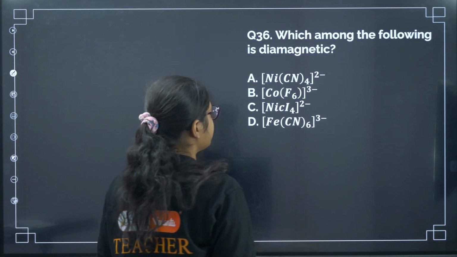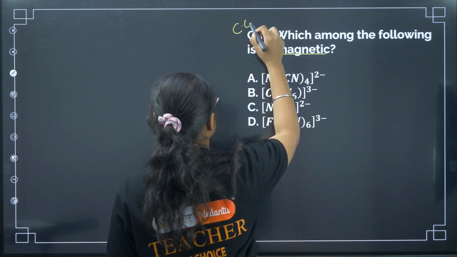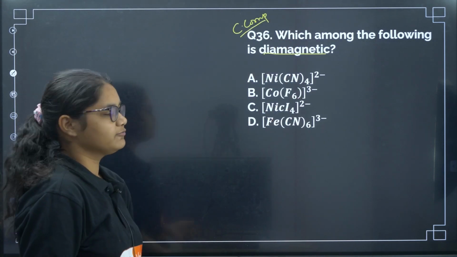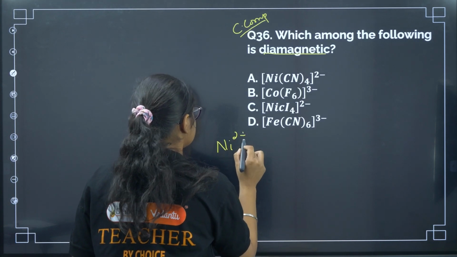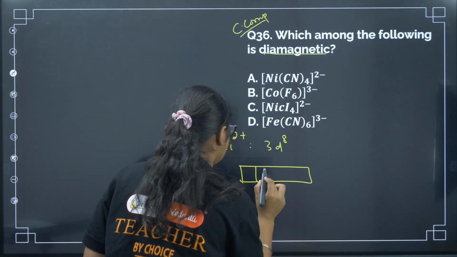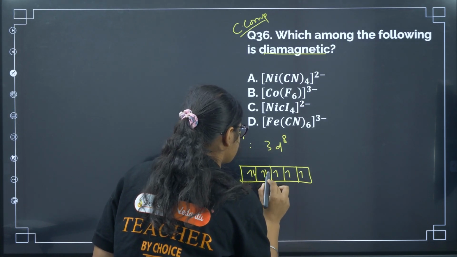Next, which among the following is diamagnetic? So this question is from your coordination compounds. Okay. So if you see diamagnetic, Ni(CN)4, if you check the structure of nickel, this is nickel 2 plus. So nickel 2 plus is 3d8. We have this one in 3d8, right? 1, 2, 3, 4, 5, 6, 7 and 8.